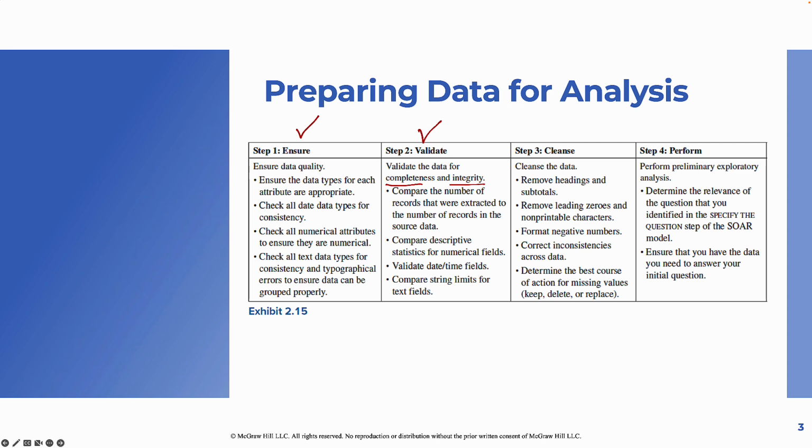Then comes the cleansing of the data. So here we want to remove any headings, subtotals, if we have any leading zeros in our data, if we have any non-printable characters, any negative numbers, we don't want parentheses, we want a minus sign. We want to correct any inconsistencies, and we want to determine the best course of action for missing values. So we can keep them in our sample, we can delete the missing values, or we can replace them. Those are the three options that we have, and depending on each data source or data sample, we want to make sure that we're choosing the correct one.